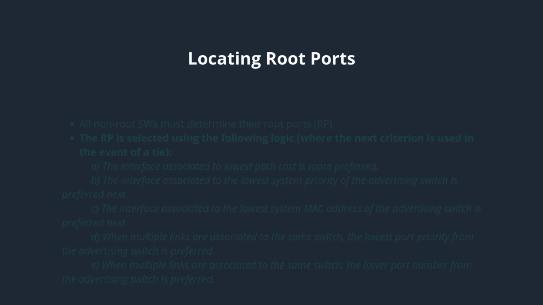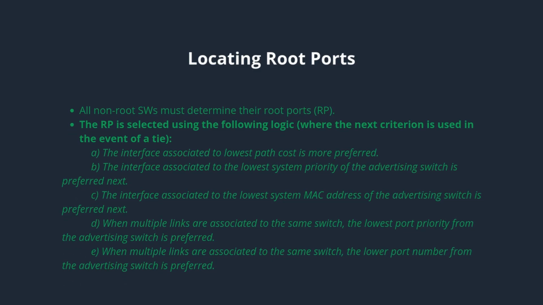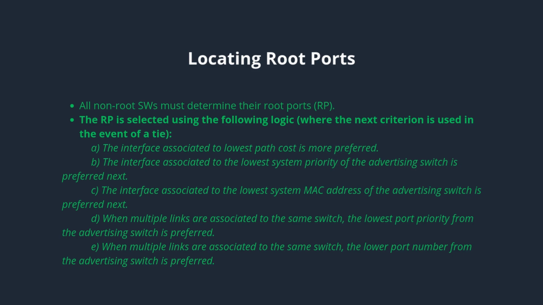The root port, or RP, is each switch's best path back to the root bridge. But what makes a path best? STP uses a hierarchical set of criteria, and we only move to the next criterion if there's a tie. First criterion, the interface with the lowest path cost is preferred. This makes sense. We want the cheapest route to the root.